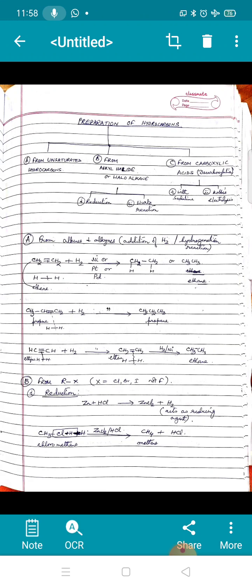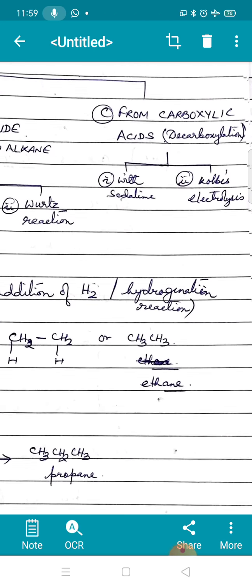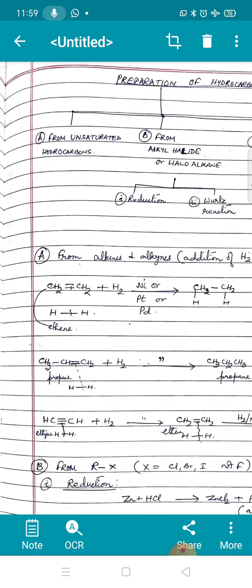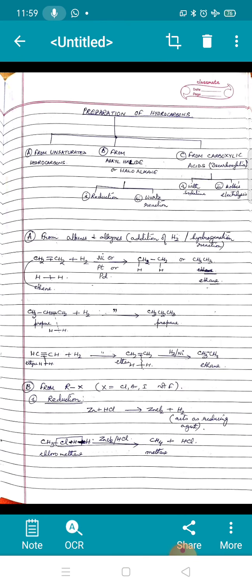The first method is from unsaturated hydrocarbons, and as you know, unsaturated hydrocarbons can be alkenes or alkynes, so it can be prepared from both of them. The next method is from haloalkanes or alkyl halides. Alkyl halide is the IUPAC name for the haloalkanes, that means alkane with a halogen. And the third method is from carboxylic acids, and the method is called decarboxylation. So let's begin with the discussion. The first one is from alkenes and alkynes.